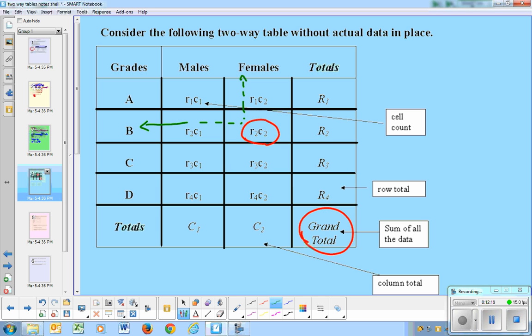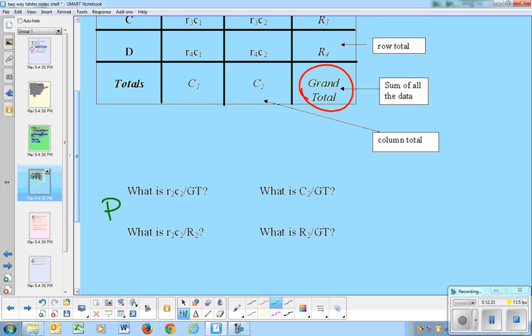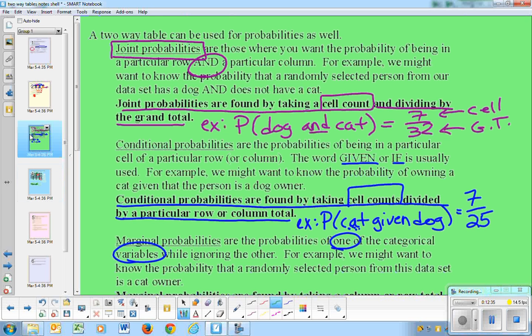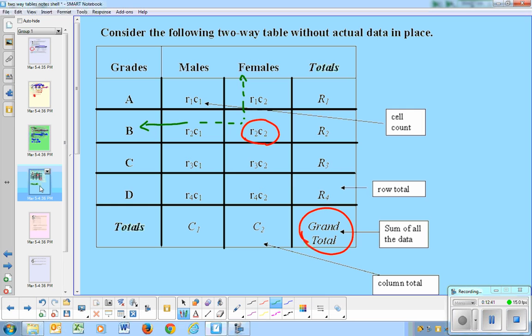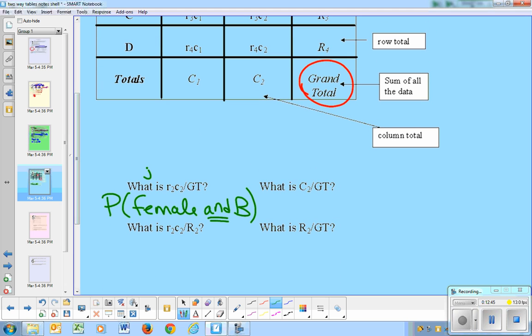So this must be the probability of being female and a B student. That word "and" tells me that the kind of probability we're looking at here is a joint probability. See the word "and" in our notes before? And we took a cell and divided by the grand total. Okay, so this is an example of a joint probability. Okay, and the joint probability we were looking at was female and B.